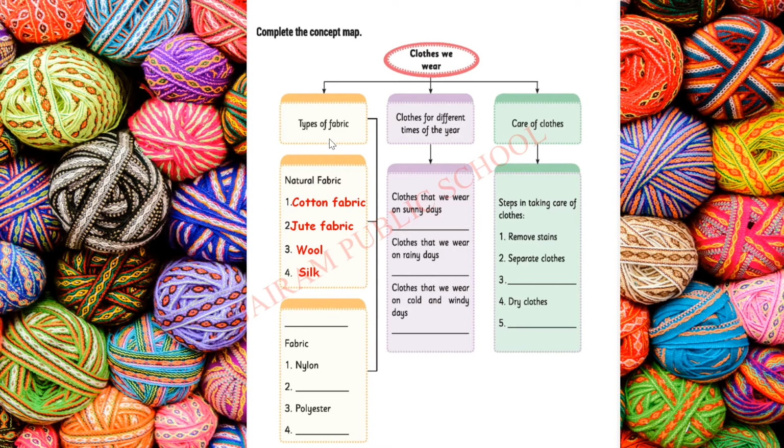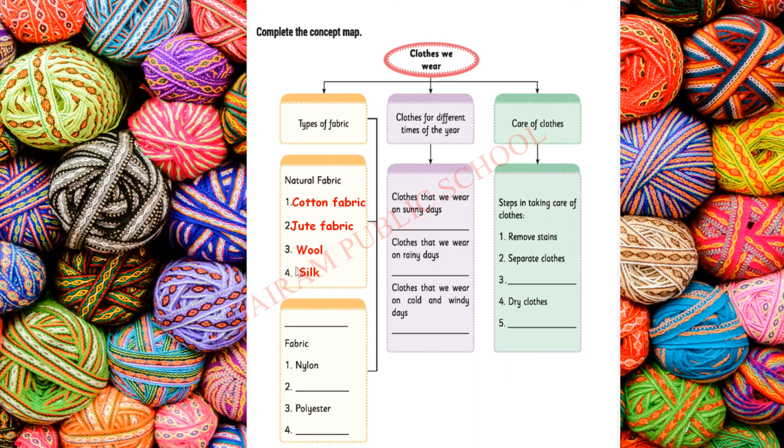So, types of fabric. First we are going to discuss types of fabric, children. We have 2 types of fabric. One is natural fabric and the other is human-made fabric. The natural fabrics are divided into 4 types. The first is cotton, the second is jute, the third is wool, and the fourth is silk.